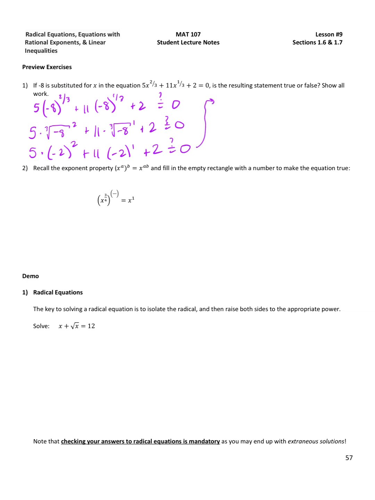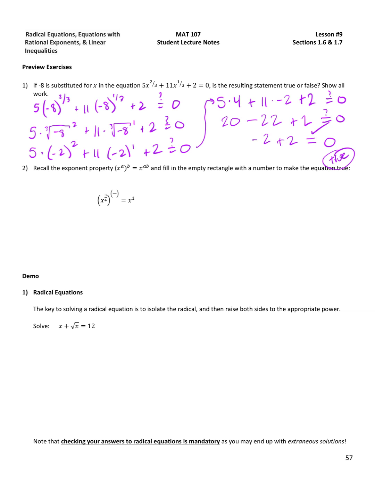Okay, well, negative 2 squared is 4, and negative 2 to the first is negative 2, so this is 11 times negative 2 plus 2. Does that equal 0? 5 times 4 is 20. 11 times negative 2 is negative 22 plus 2. Yeah, 20 minus 22 is negative 2 plus 2 does equal 0. Okay, so is the resulting statement true or false? It's true.